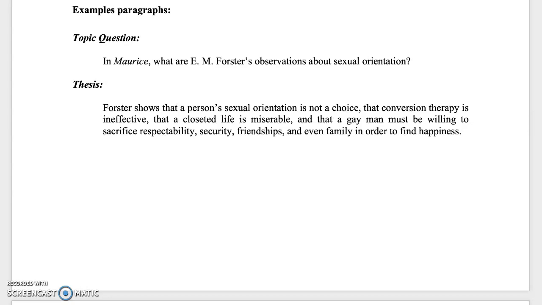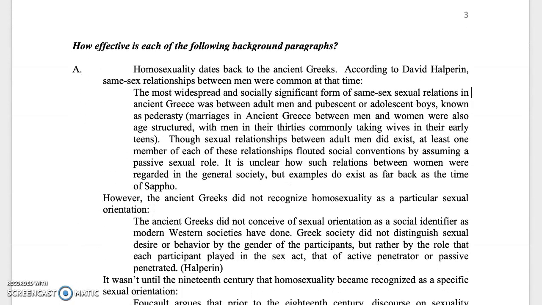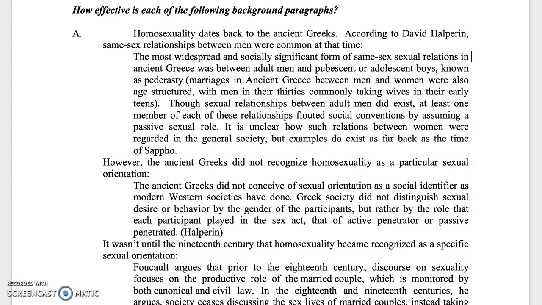Keep in mind that this novel is written about 1913, and the topic that the essay is looking at is sexual orientation and Forster's view of that, his observations. So let's begin looking at some paragraphs there. Let's first look at paragraph A, and you can pause the video and read through this one, and then we'll come back and talk about it. So you can pause the video now.